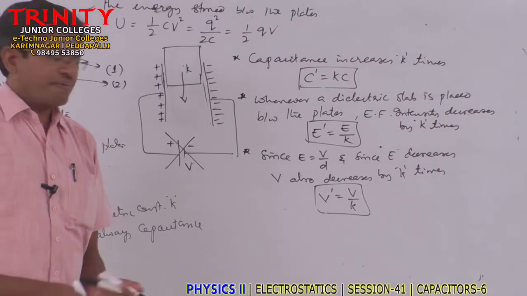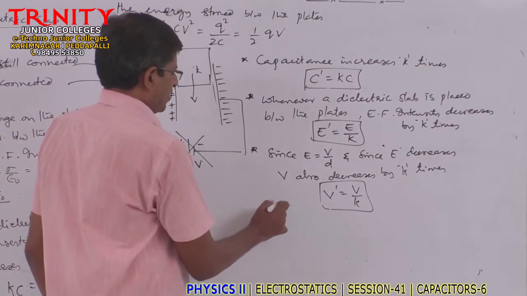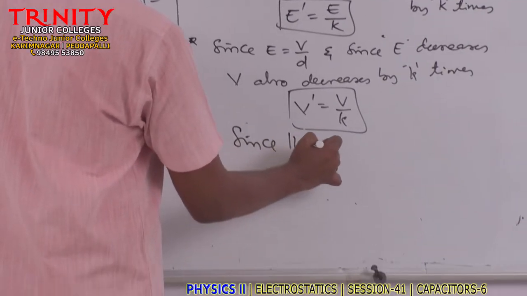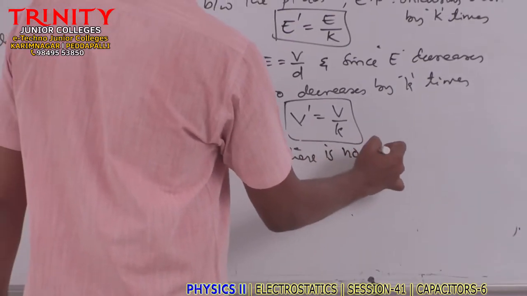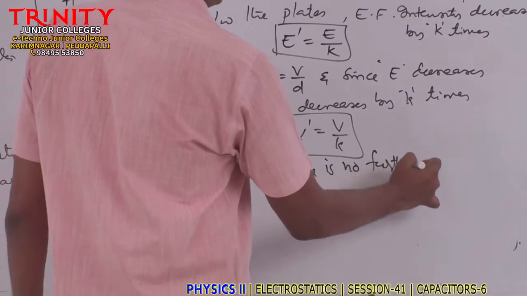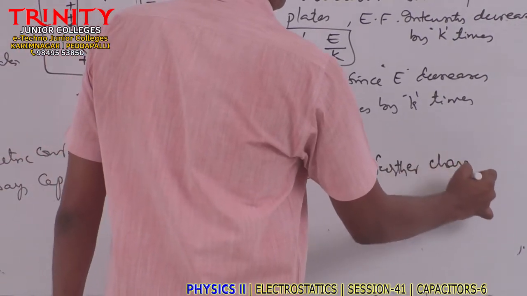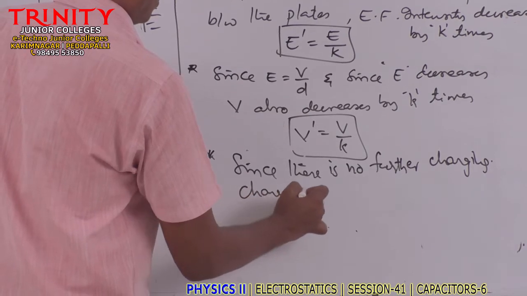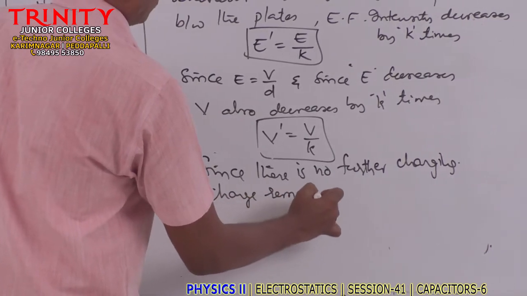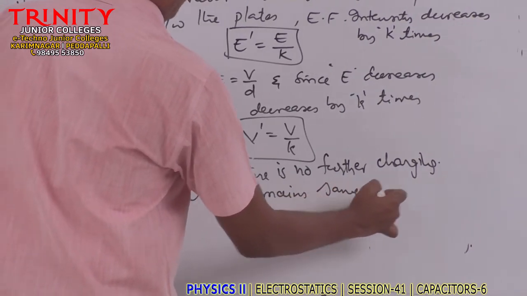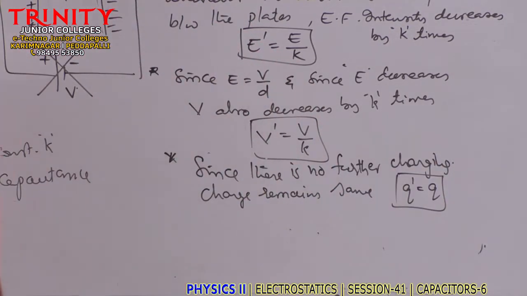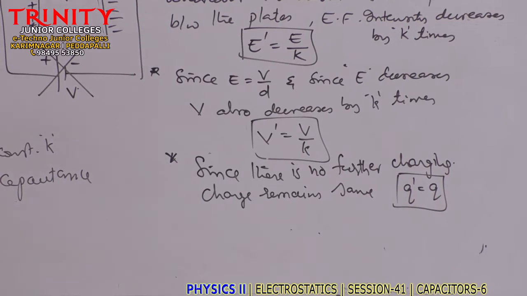V by K. And one more point is, since there is no further charging because the battery is not there, the charge remains the same. Therefore, Q dash equal to what you can say? Q dash equal to Q. And the last one to be discussed is energy stored.